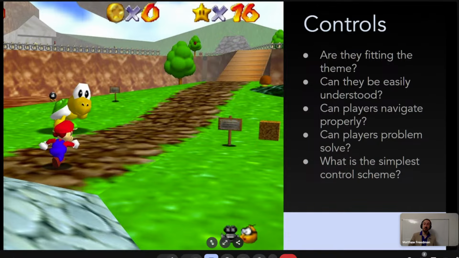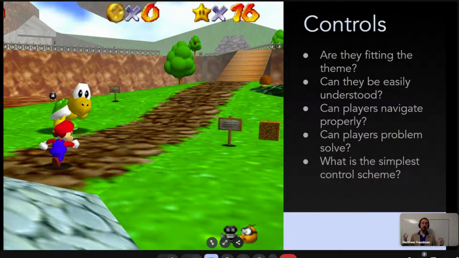So if I'm working on the design for controls in a game, are they fitting the theme? Here we go for Mario 64. I want those controls to be snappy and energetic and playful. There's a very strong emotion of play and joy and enthusiasm within Mario.